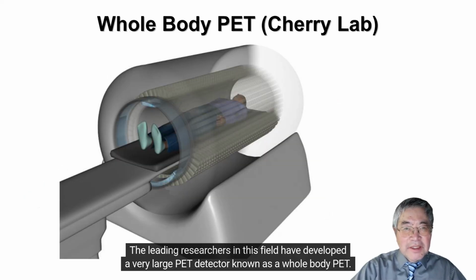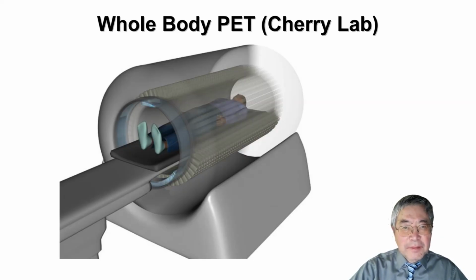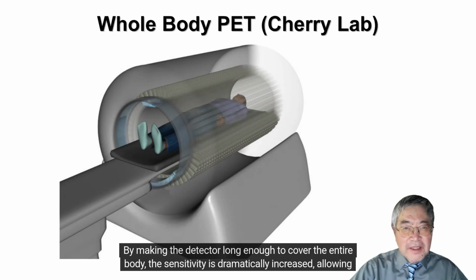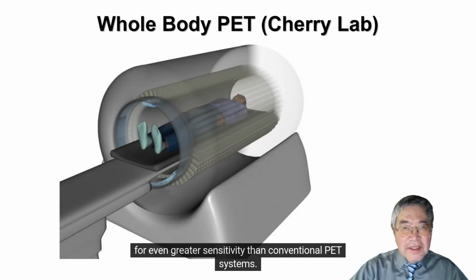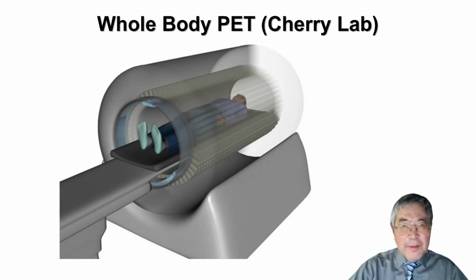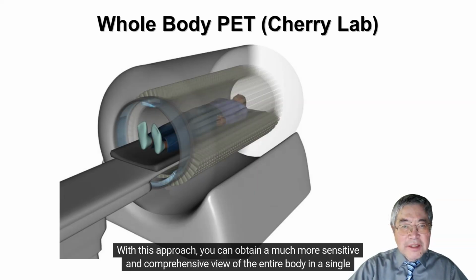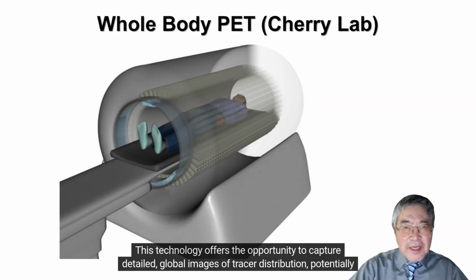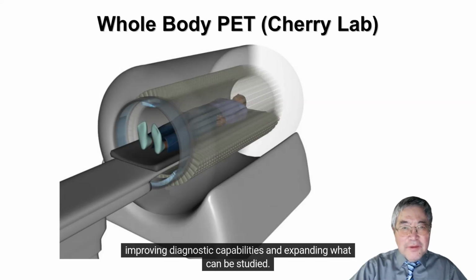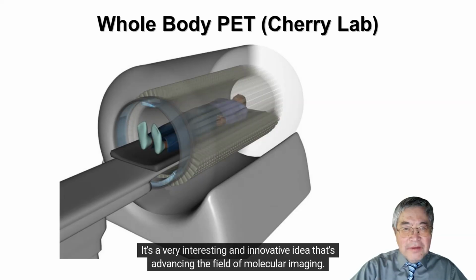The leading researchers in this field have developed a very large PET detector known as a whole-body PET. By making the detector long enough to cover the entire body, the sensitivity is dramatically increased, allowing for even greater sensitivity than conventional PET systems. With this approach, you can obtain a much more sensitive and comprehensive view of the entire body in a single scan. This technology offers the opportunity to capture detailed global images of tracer distribution, potentially improving diagnostic capabilities and expanding what can be studied. It's a very interesting and innovative idea that's advancing the field of molecular imaging.